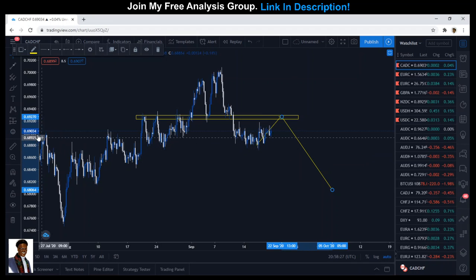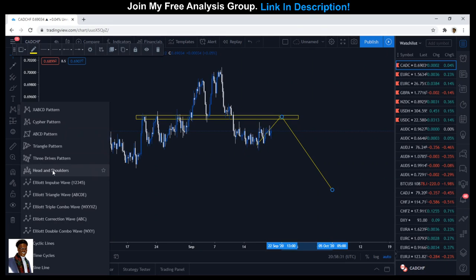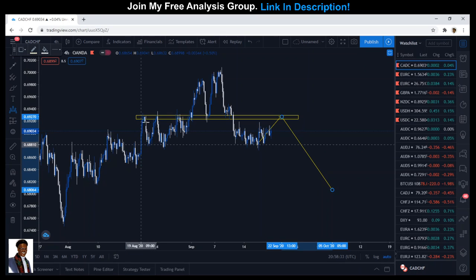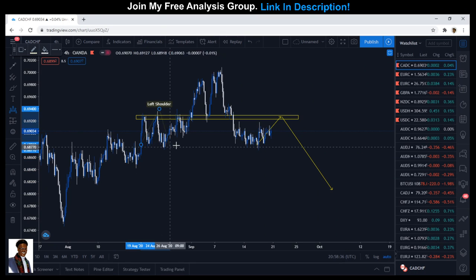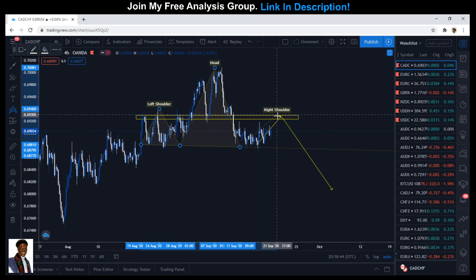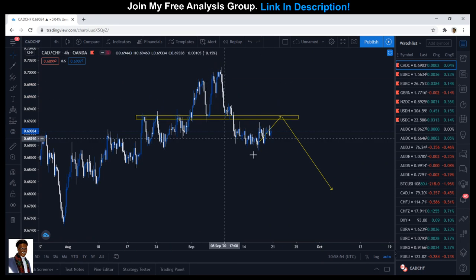All right, and so one thing that also stands out to me is this nice head and shoulders pattern that we are forming, right? Where we have this left shoulder, the head, and now it looks like we are starting to create that right shoulder. All right, so let's see if we can get price to come back and retest that broken support going into this new week. But yes, I do have a short bias on CAD CHF.